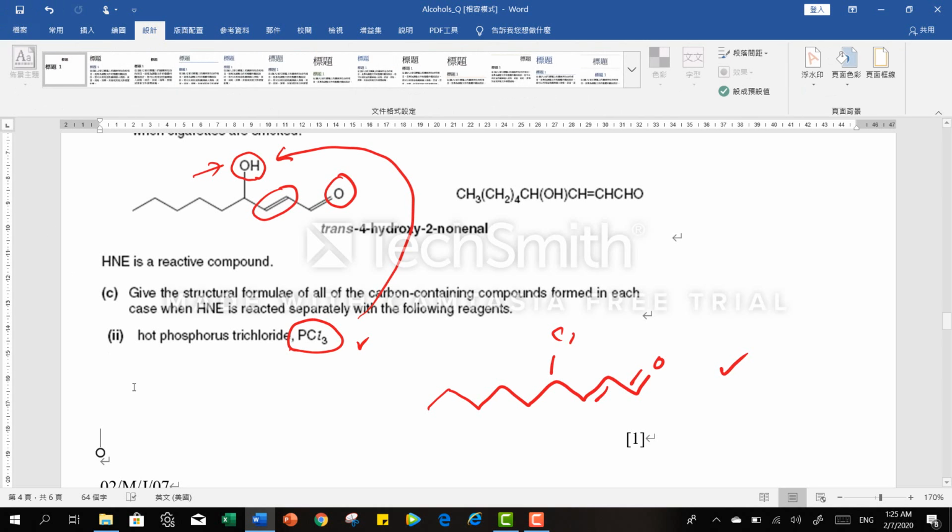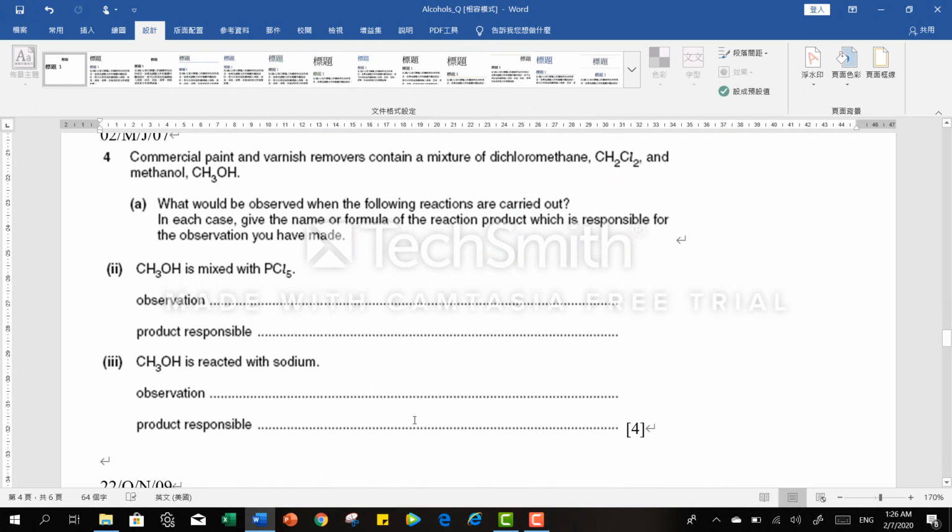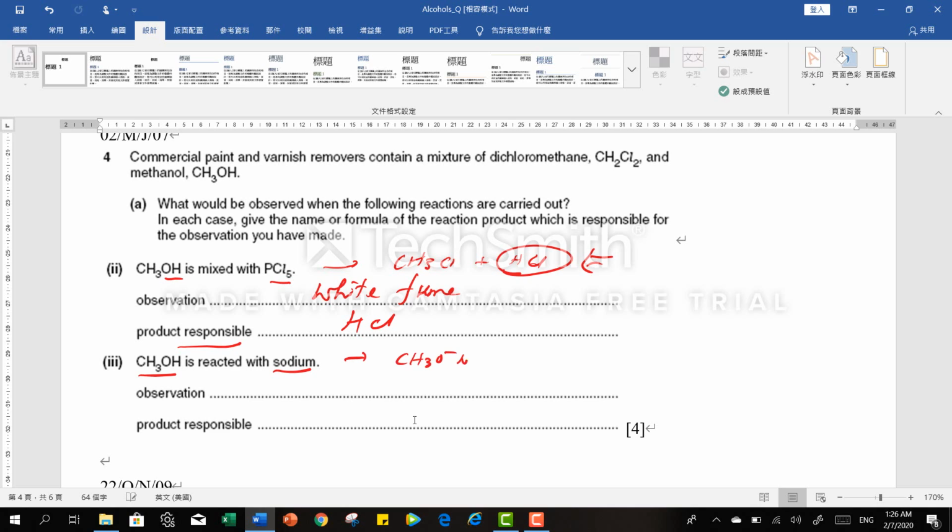Okay, continue. This one reacts with this one. You know it will give out CH3Cl together with HCl as well, right? So HCl will give the white fumes. Please go and study the whole equation. White fumes. Okay, the product responsible is HCl. And this one, same as the previous multiple choice questions, will give alkoxide ion together with hydrogen gas. So hydrogen gas is the product responsible, and you will see colorless gas bubbles form because of this hydrogen gas.